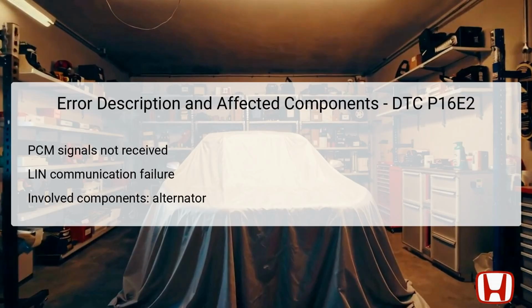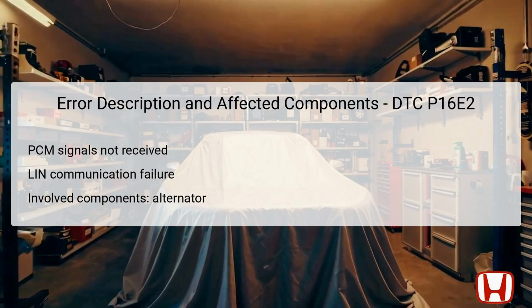DTC P16E2 reflects a failure in LIN communication concerning the alternator, primarily indicating that the PCM is not receiving the expected signals. The Powertrain Control Module, PCM, is responsible for managing engine functions and consequently relies on precise inputs from the alternator to assess battery health. The local interconnect network, LIN, facilitates data transfer between components, such as the 12-volt battery sensor and the PCM. When there is a failure in this communication, the PCM outputs a fault code.